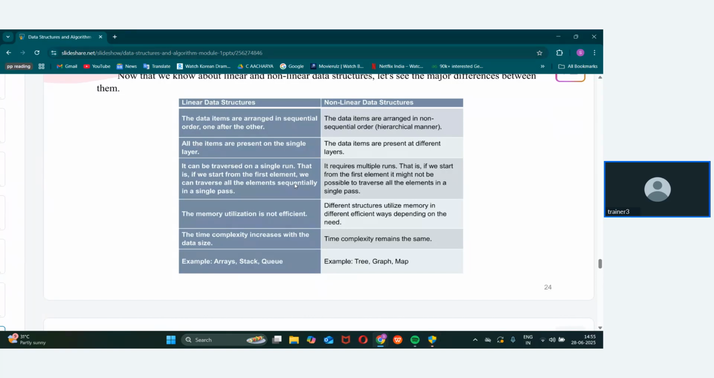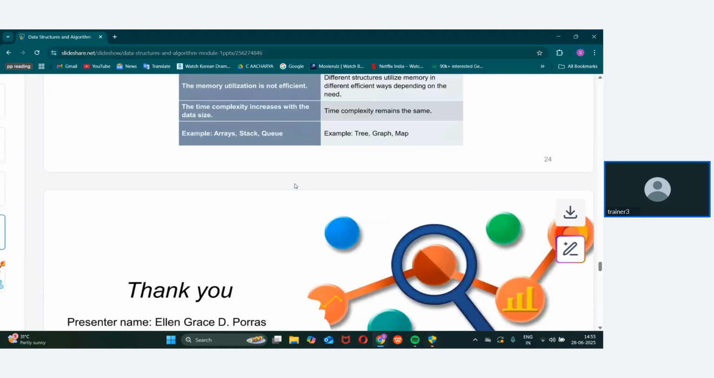So, what are the different examples of linear data structures? As we have seen, we have gone through arrays, linked list, stack, and queue as linear data structures. And then we have tree, graphs, maps, hashing, and all in non-linear type of data structures. This is all about data structures.